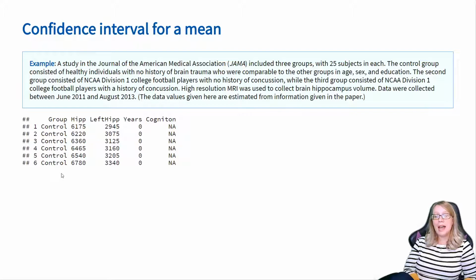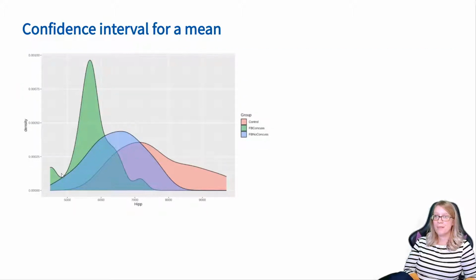What we're looking at here is data on the brain hippocampus volume taken from high-resolution MRI. Is there a difference in the size of the hippocampus depending on whether or not there's been a history of concussion? So to visualize this data, I've created what's called a density plot. Think of this density plot like a smoothed out histogram. I've drawn a smooth curve over what a histogram of this data might look like.